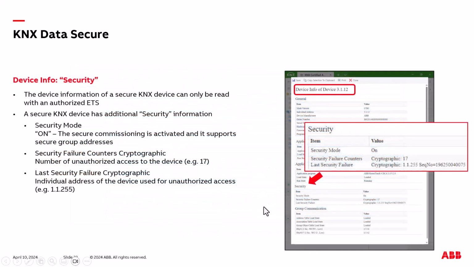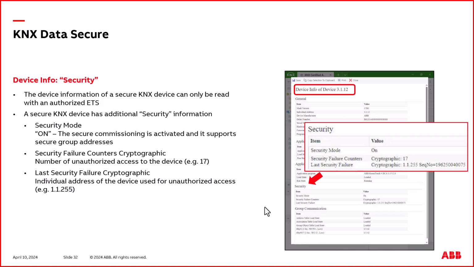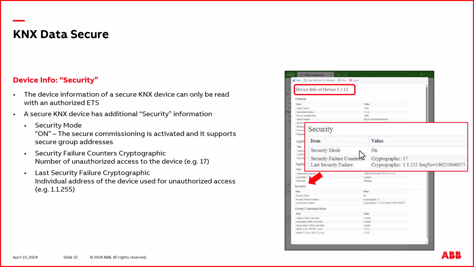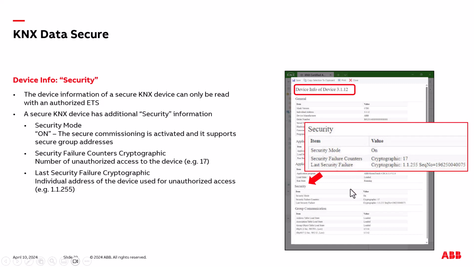What else can we do? We can do diagnostics. So when you read out the device info of a secure device, you see, like in a plain device, the general information: the mask version, the manufacturer, order number, and so on. And what is new is that we have a chapter security. In this chapter we have some information. The first one: if the security mode is on, it means the secure mode is activated, the commissioning of the device is secure, and we can link secure group addresses.